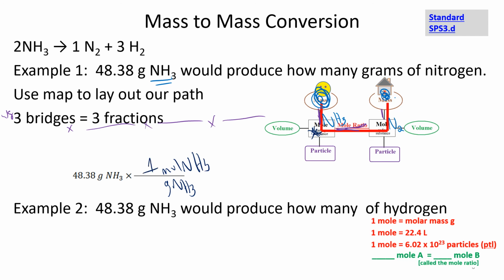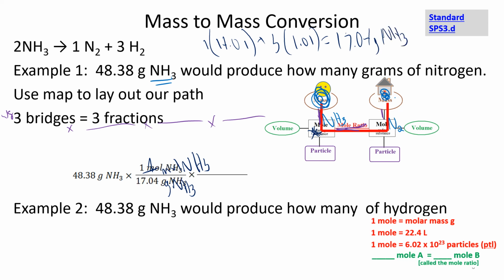I look at my equality statements and I can see that 1 mole equals molar mass. So remember earlier, I've got to find that number. So I've got 1 nitrogen plus 3 hydrogens. I get 17.04 grams of ammonia as its molar mass.